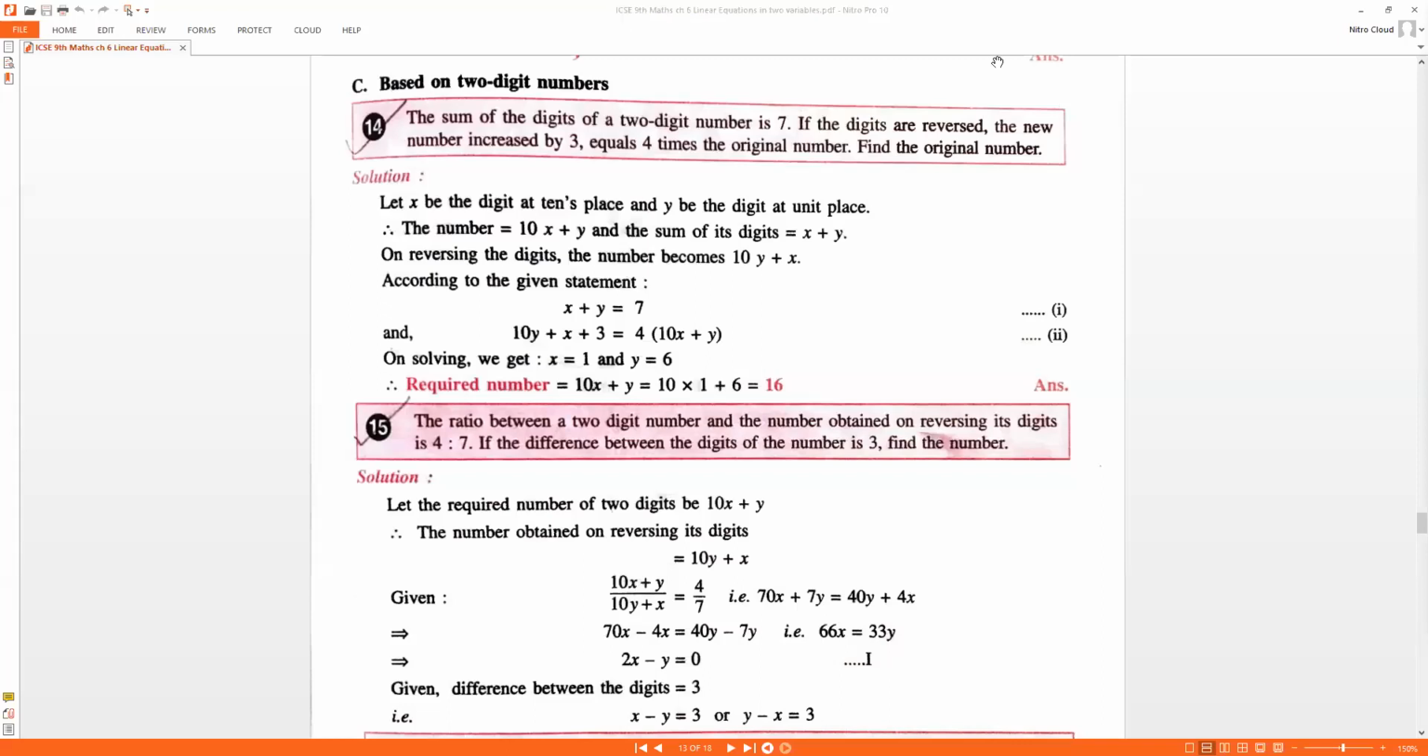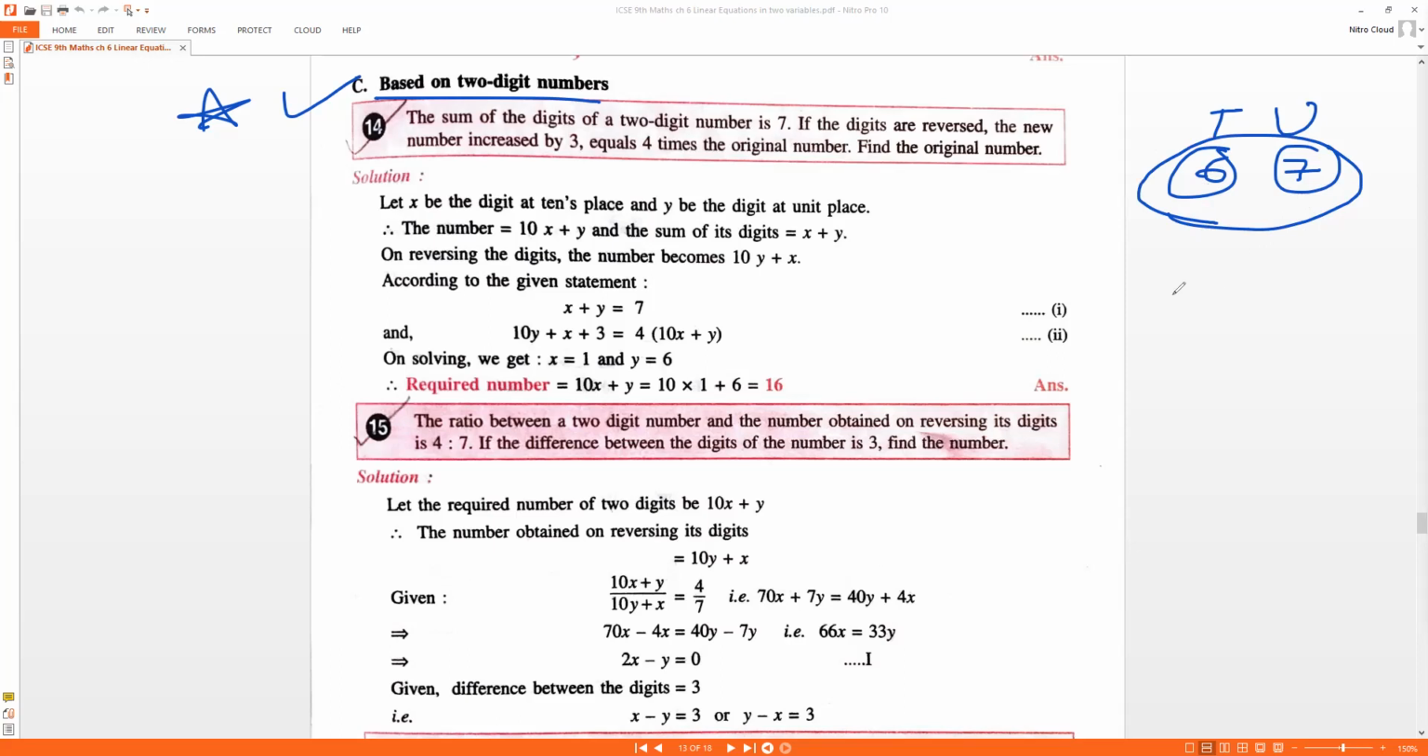So this type is very important and very interesting also. Listen carefully. Based on two digit numbers, basically two digit numbers are written like this: tens, units. So if I have, let's say, 67 as a number, then 7 will be the digit in the units place and 6 will be the digit in the tens place. Now the questions are constructed like this: they will give you a relationship between these, sometimes a ratio, maybe sometimes the units digit is greater than the tens digit by 2, something like that.